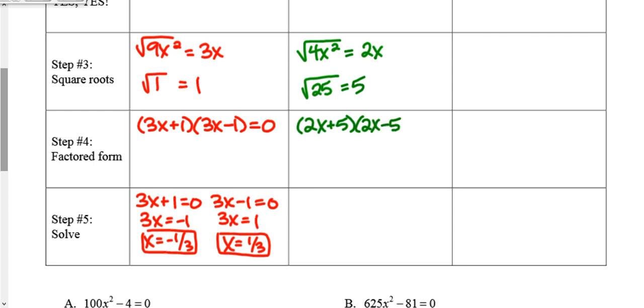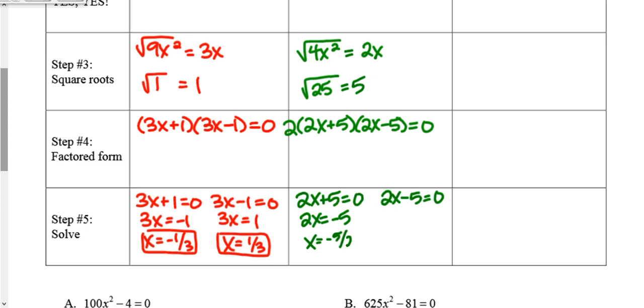Oh, see, I forgot that common factor. So that common factor, what was it, a 2? That goes out in front. And then we set both of our factors equal to 0 and solve in both cases. So I'm going to subtract the 5 and divide by 2. And here I'm going to add the 5 and divide by 2.